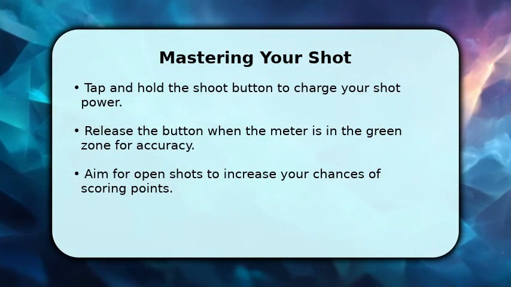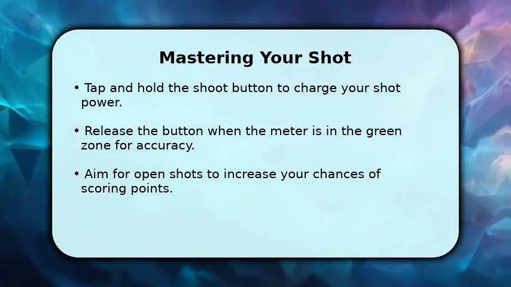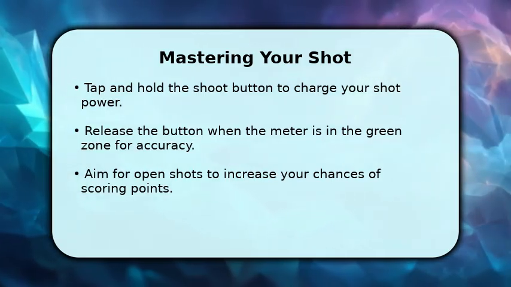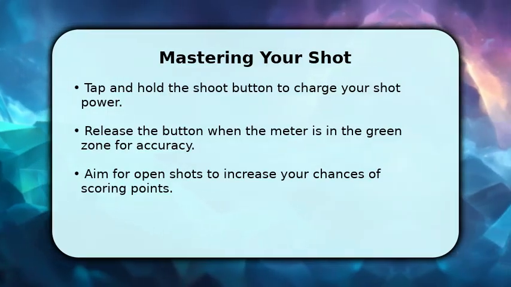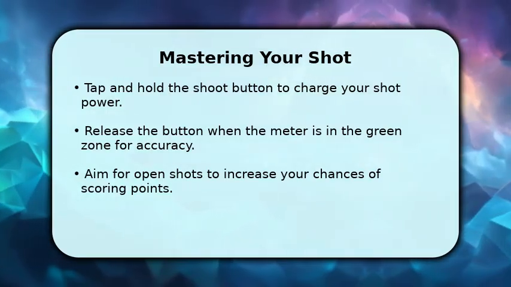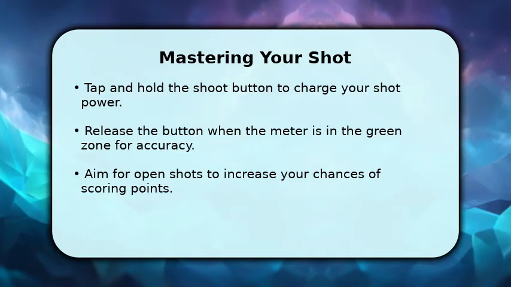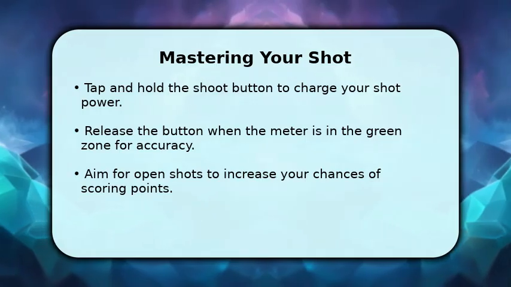To score points, mastering your shot is crucial. Tap and hold the shoot button to charge your shot power. A meter will appear. Release the button when the indicator is in the green zone for the best accuracy. This sweet spot ensures your ball has the highest chance of going through the hoop. Experiment with different distances and angles to perfect your shooting technique and become a consistent scorer.